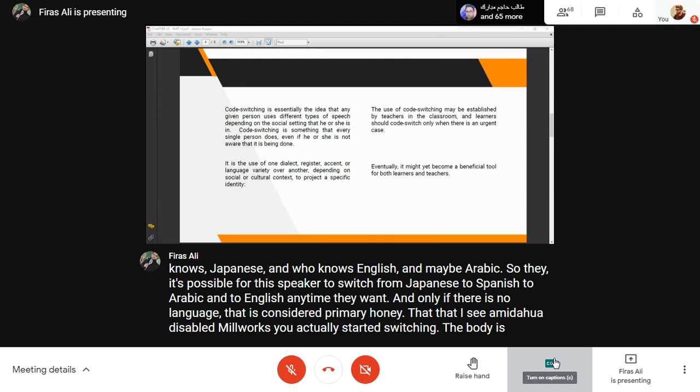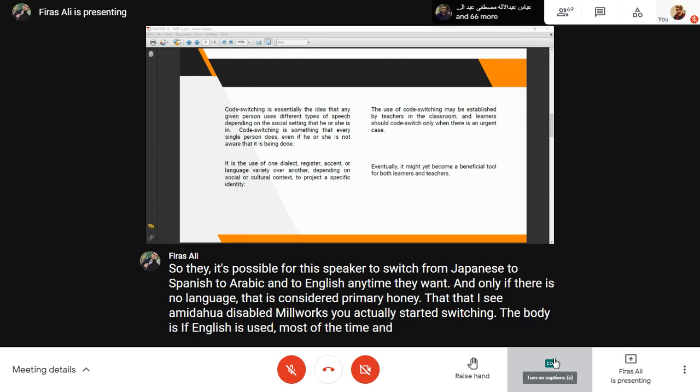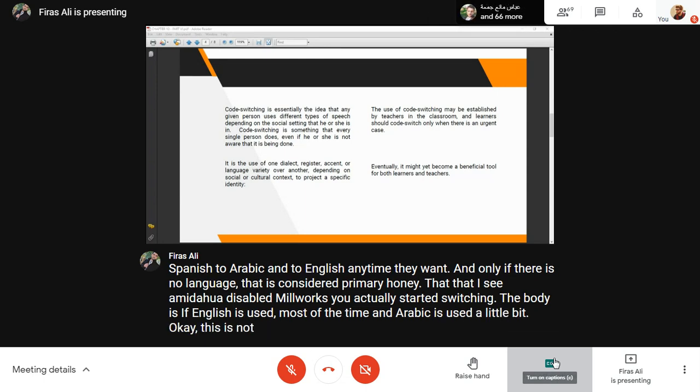If English is used most of the time and Arabic is used a little bit, okay, this is not considered code switching. It's something else.